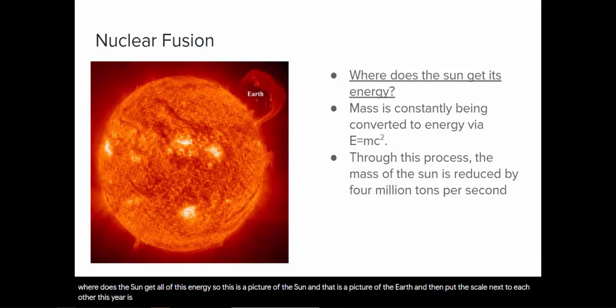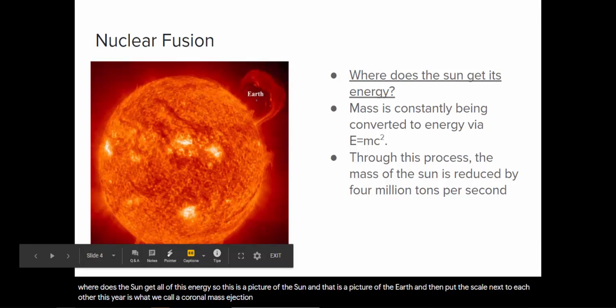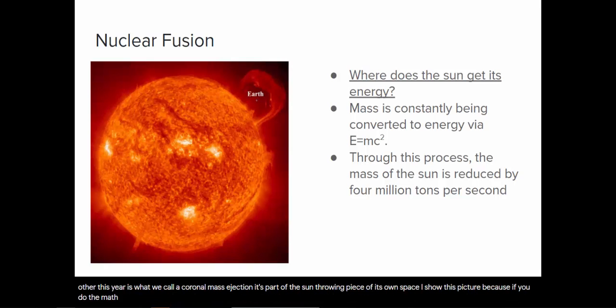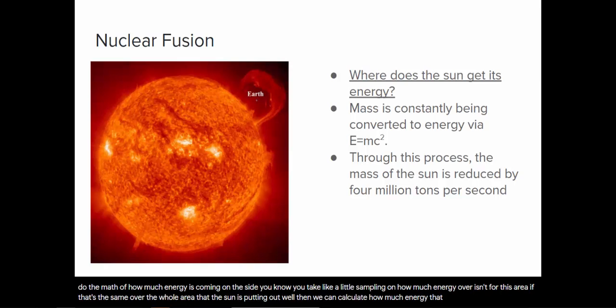This here is what we call a coronal mass ejection. It's part of the sun throwing a piece of itself into space. I show this picture because if you do the math of how much energy is coming out of the sun, you take a little sampling, okay, how much energy are we getting for this area? And if that's the same over the whole area that the sun is putting out, well then we can calculate how much energy that requires.